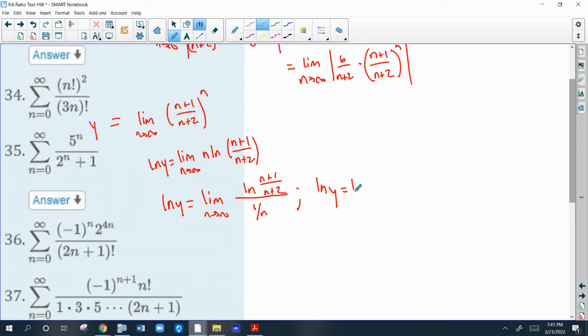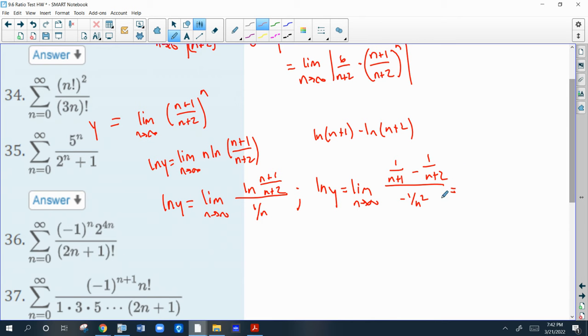So we can apply L'Hopital's rule to this. Take the derivative of the top. I'm going to make it a little bit easier on myself. I'm going to think of the top as the natural log of n plus 1 minus the natural log of n plus 2. Use properties. So the derivative of the top is just 1 over n plus 1 minus 1 over n plus 2. And the derivative of the bottom is negative 1 over n squared. Now when you plug in infinity, I'm getting 0 minus 0, which is 0 over 0. Oh, no help.